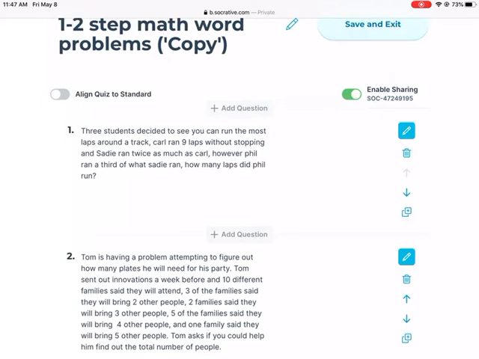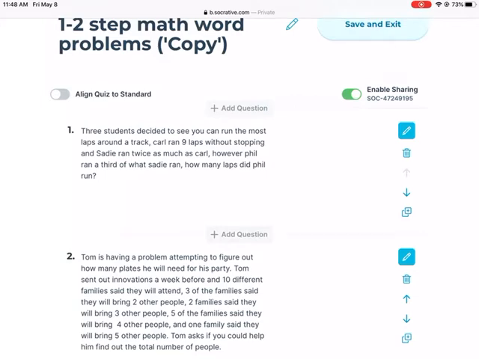So it says Sadie ran twice as much as Carl. So if Sadie ran twice as much, then what kind of operation are we doing? Yes, if you said multiplication, that's right. So we're going to be doing 9 times 2 to figure out how much Sadie ran. And we should know, if we're still practicing multiplication charts, that 9 times 2 is 18. So we can put Sadie's down as 18. And you can just write that down in the bar graph above Sadie.